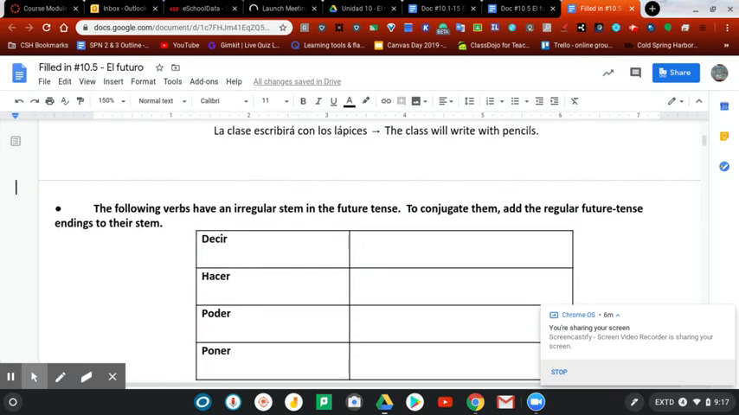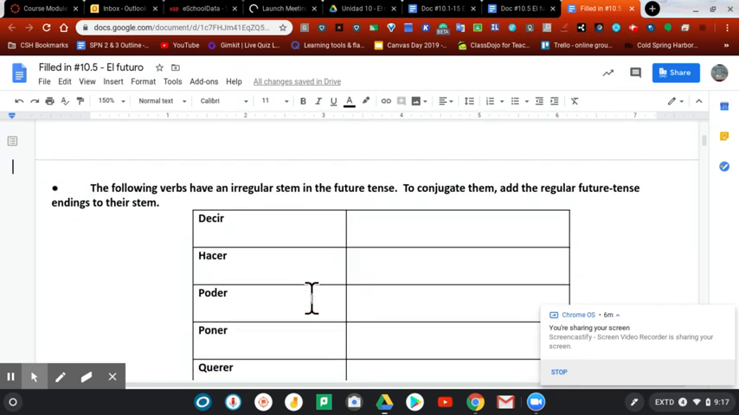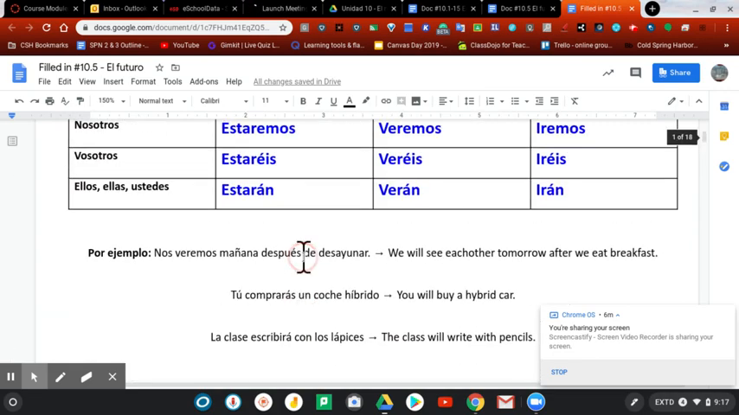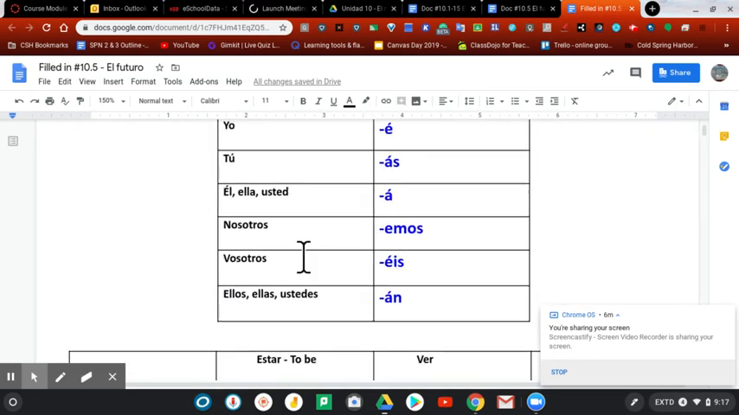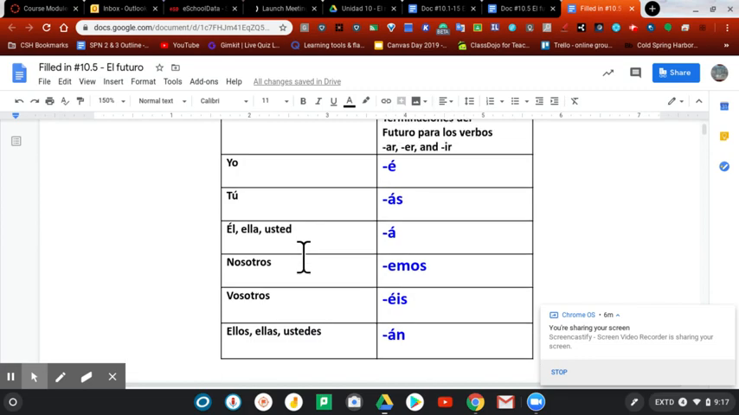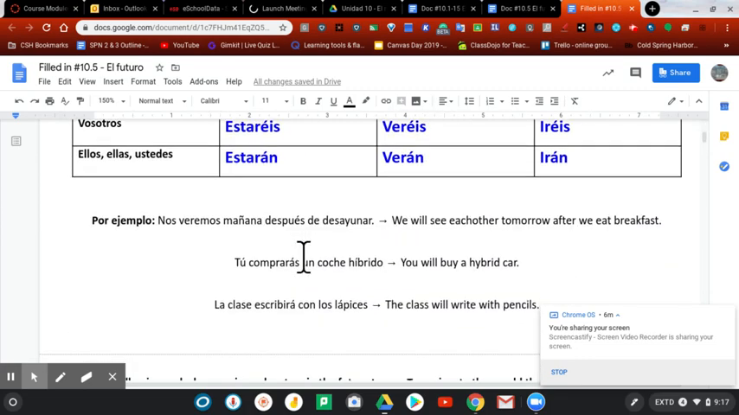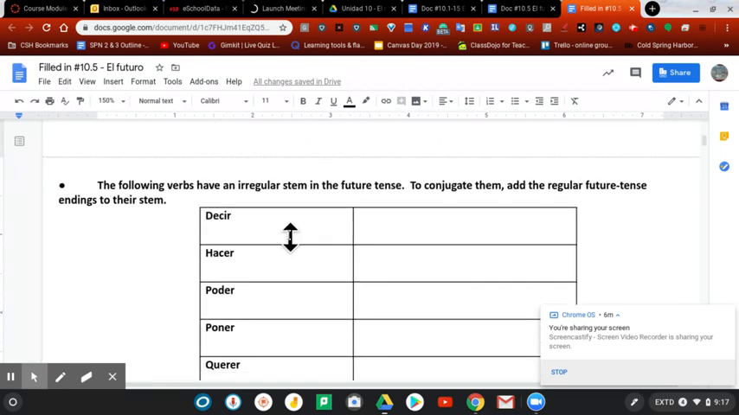Now here's the thing. The following verbs have an irregular stem in the future, and to conjugate them, we just add the future tense endings to the stem. So we take these same exact endings from up top, é, ás, á, emos, án, and we add them to the root change. Let's go through these really quick. So we know decir, the definition of decir, to say or tell.